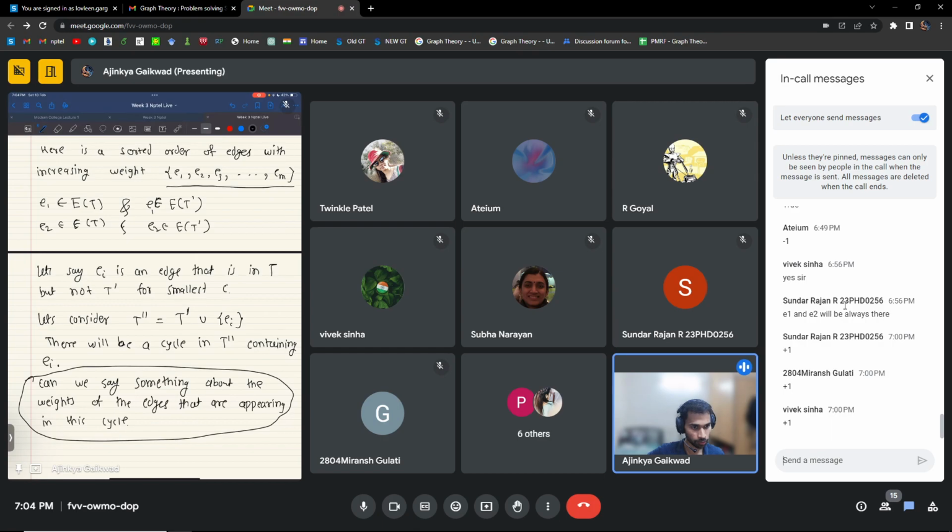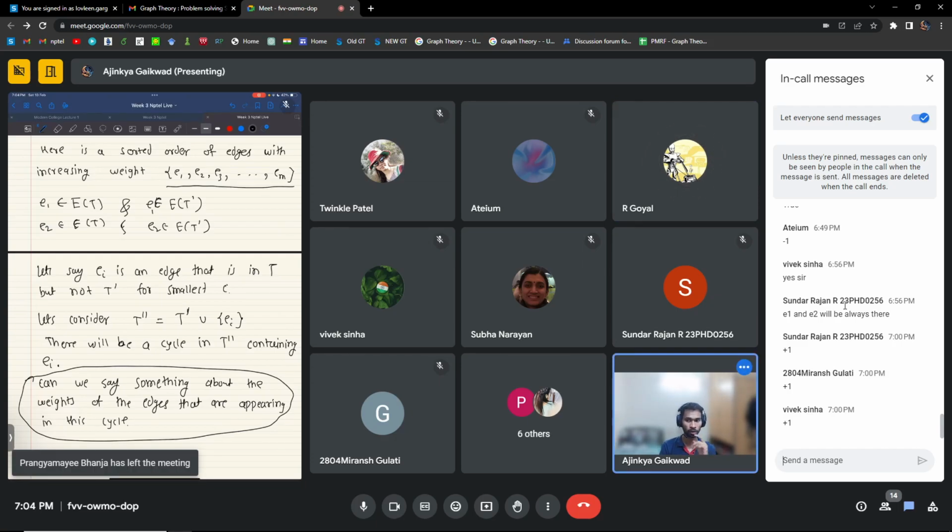So what do you think? Will there always be such an edge with weight more than EI? How can we make such an argument? Quite possible that T dash might be constructed in altogether a different way, and the dynamics of the network could be entirely different. Yes, yes.